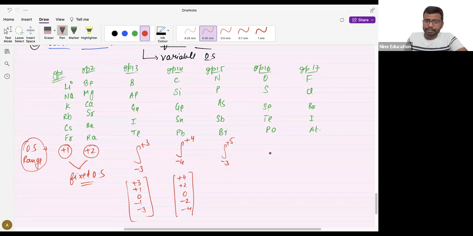है ना? See, group number 16 will go from -2 to +6. And last, group number 17 will go from -1 to +7. है ना? Simple this is.